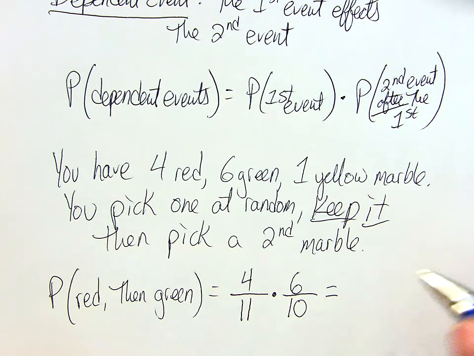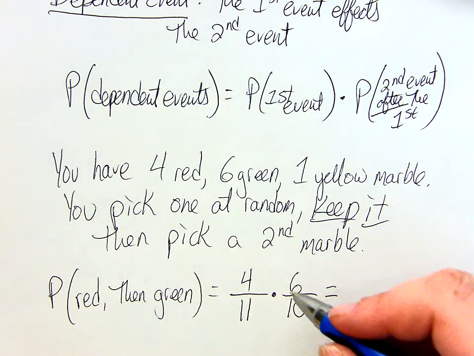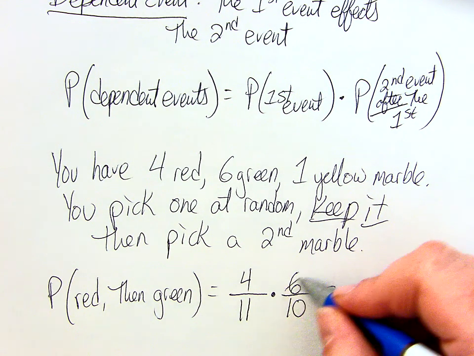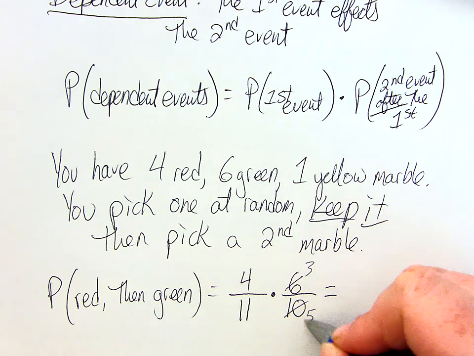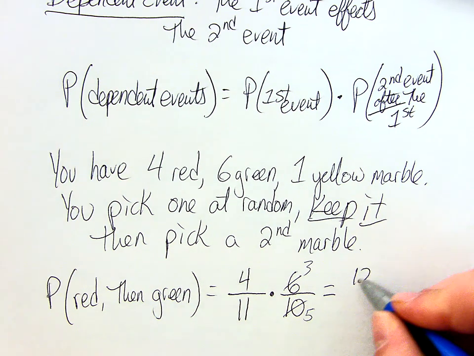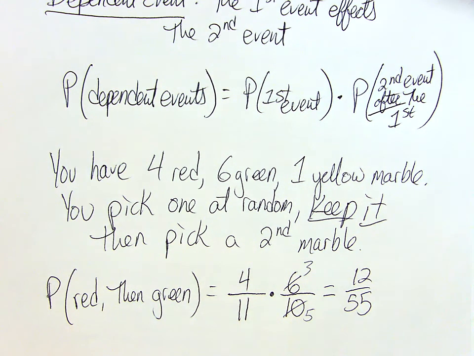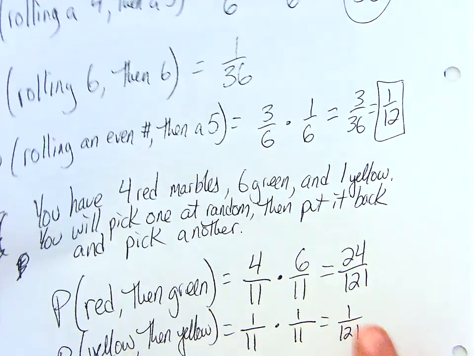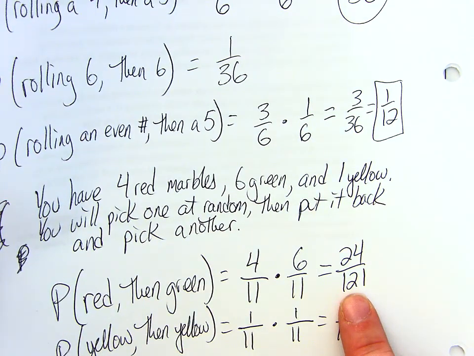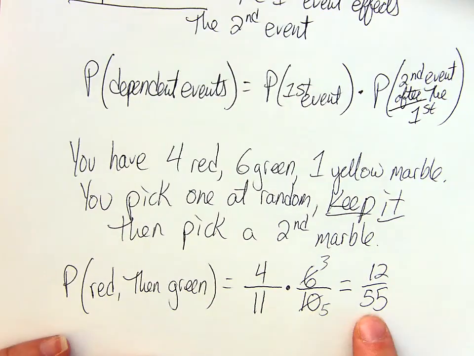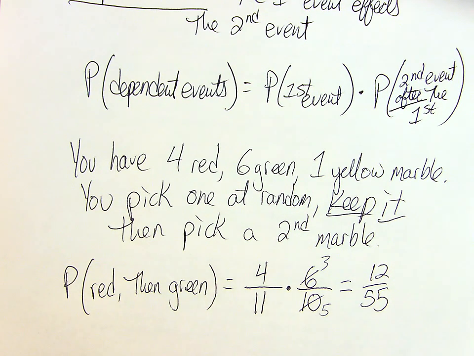I'm going to multiply these two. You can reduce first if you like. I do like, so I'll make that a 3 and a 5. So I get 12 out of 55. Very different from our answer from before, which was 24 out of 121. They're different, so you have to be careful whether it's an independent or a dependent event.